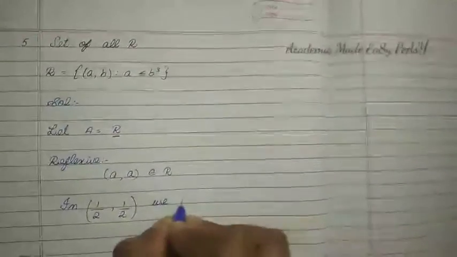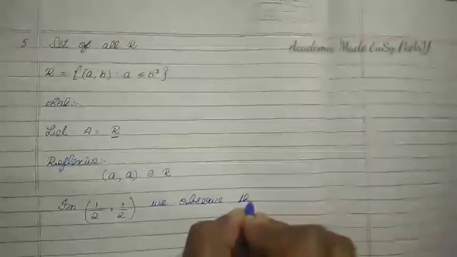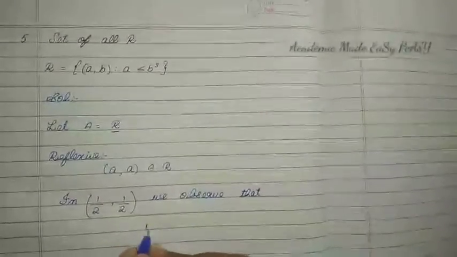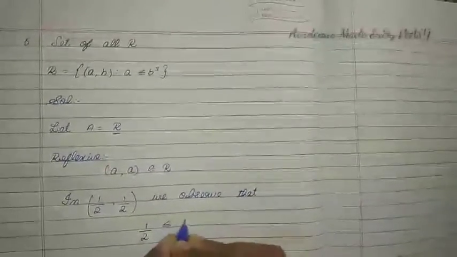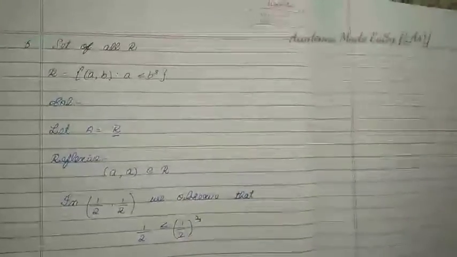We observe in 1 by 2 comma 1 by 2, so we'll apply it in the given condition. What is the condition? A less than or equal to B cube, isn't it? So I will write my A over here, less than or equal to B cube. It means my B also is 1 by 2 only. So 1 by 2 the whole cube.